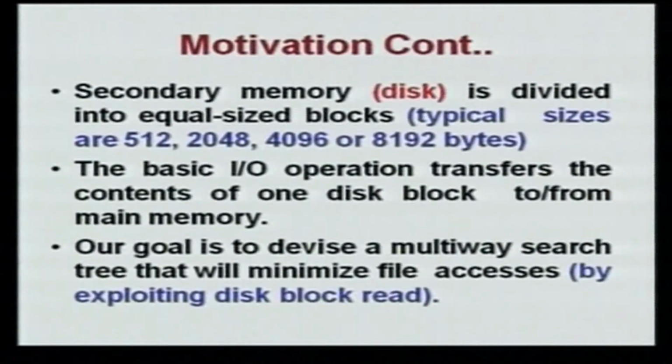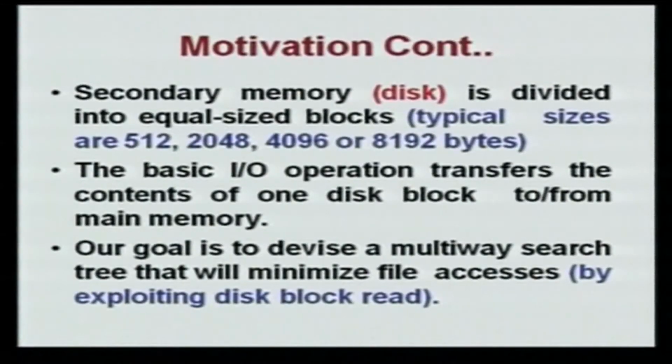The secondary memory or the disk is divided into equal size blocks. Typical sizes of blocks, as we already told you, have different considerations, but normally it is divided into 512, 2048, 4096 or 8192 bytes. The basic IO operation transfers the content of one disk block to and from main memory. So, when I say read something, it is actually reading a block into a buffer. I think you would have studied this in computer architecture. When you say basic IO operation, you are reading one block into the buffer.